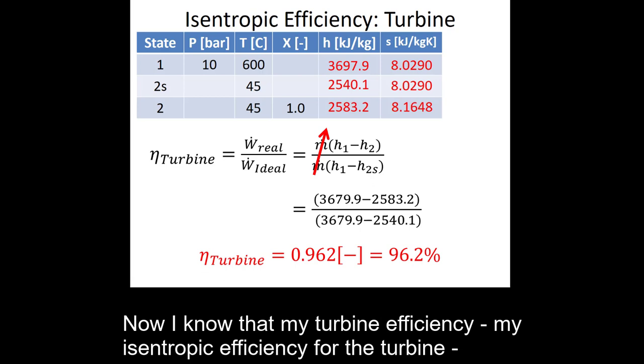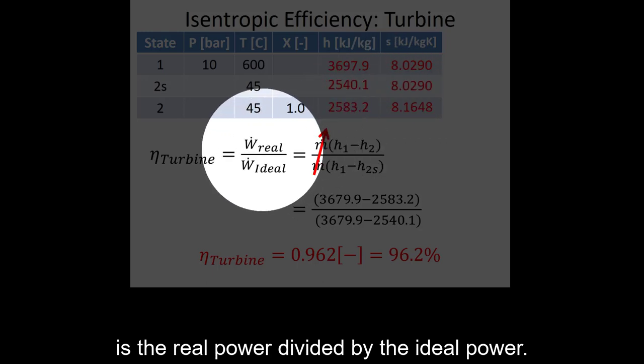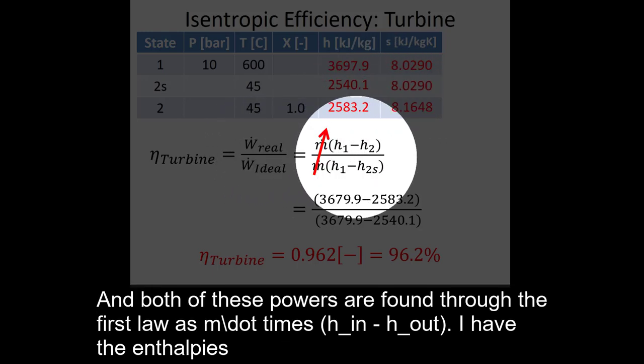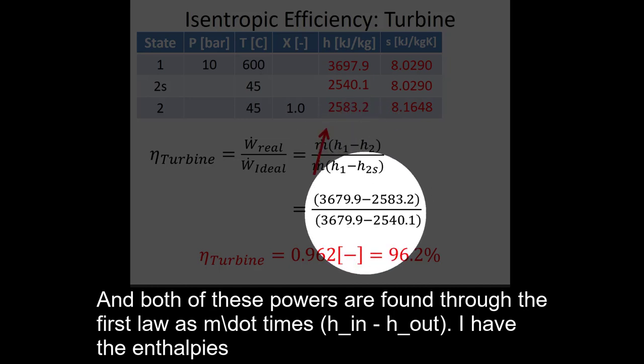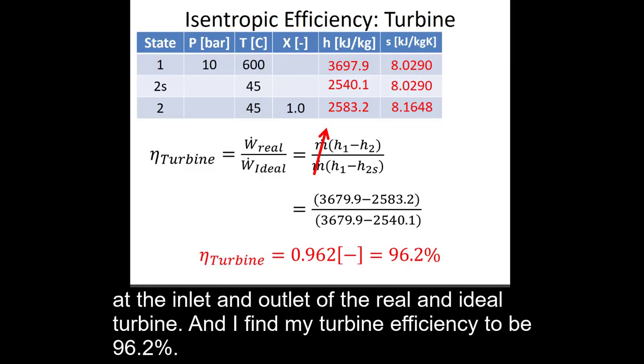Now I know that my turbine efficiency, my isentropic efficiency for the turbine, is the real power divided by the ideal power. And both of these powers are found through the first law as m dot times h in minus h out. I have the enthalpies at the inlet and outlet of the real and ideal turbine, and I find my turbine efficiency to be 96.2%.